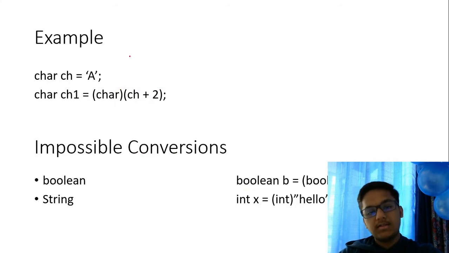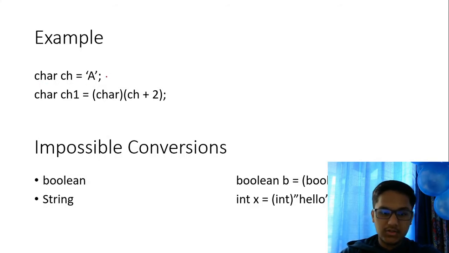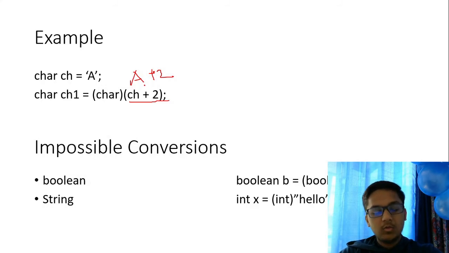Another important example of explicit type conversion is this. I want you guys to predict the output of this. So let's say we have char ch is equal to capital A, and we do this: char ch1, a new variable, and we do ch plus 2, so A plus 2, and then we convert this to char. So what will be the output? Now over here, you can't perform an operation capital A plus 2.